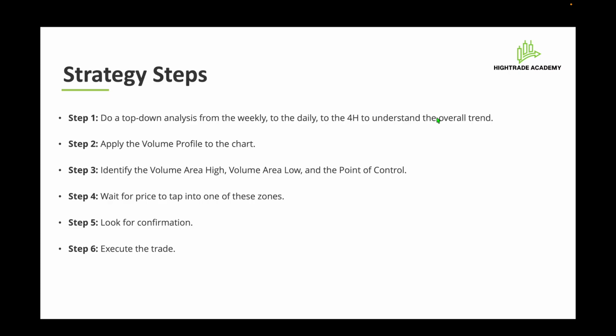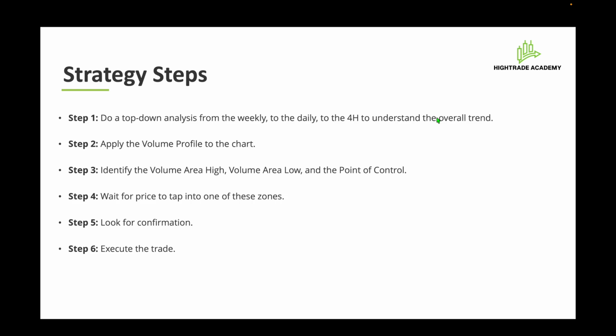So after I'm able to identify the trend of the market by going through my top-down analysis from my weekly, daily, 4-hour to understand where the market is heading, I then apply my volume profile to the chart to identify my volume area high, my volume area low, and my point of control, because this is also going to give me more information on where the transactions have been happening over the trend. Right now, the fourth step that I do is wait for price to tap into these zones. So I wait for price to do what?